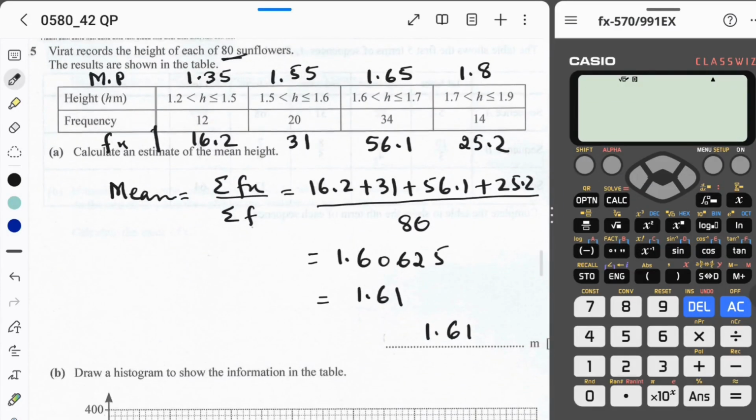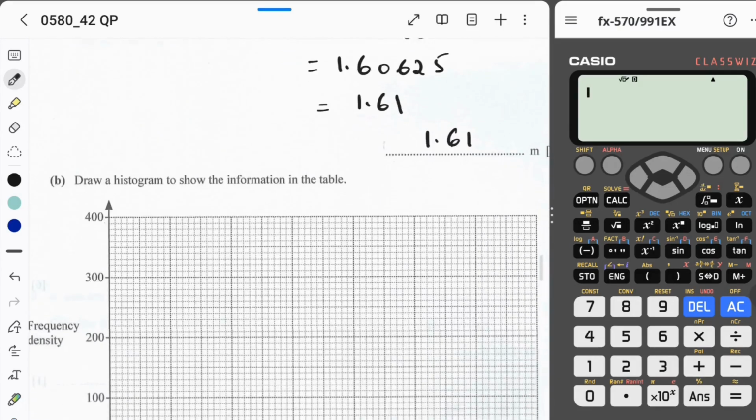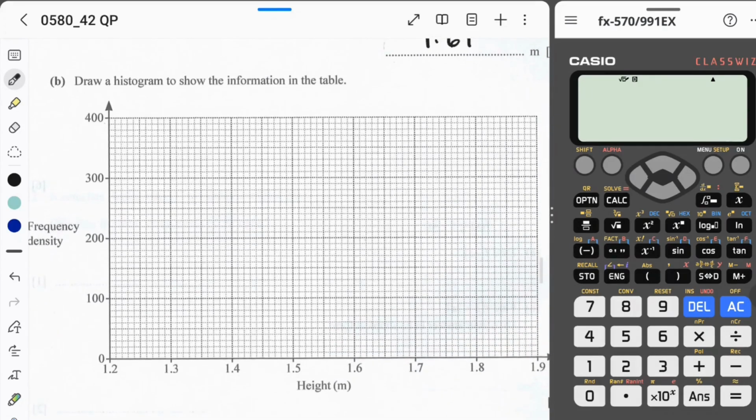Alright, I hope you understood the mean of the grouped data here. First of all, we find the midpoint, and then we use this midpoint in the question as the value of x, and the sum of fx divided by the sum of f. Whenever you do the calculations, you will get the mean. Okay, part B: draw a histogram to show the information.